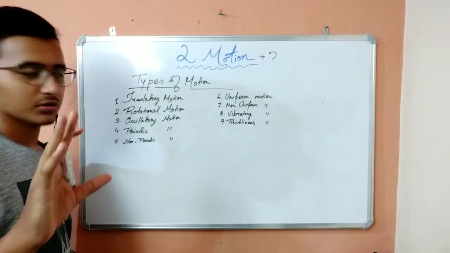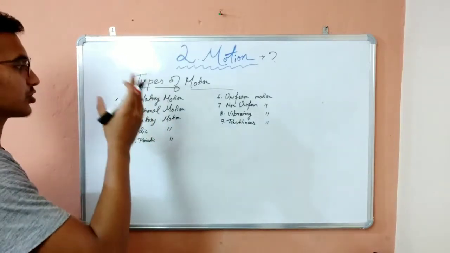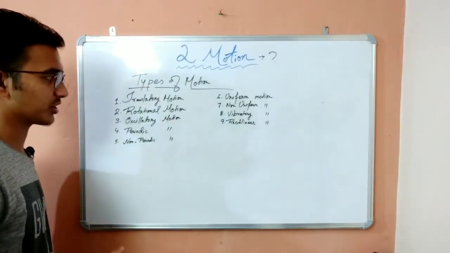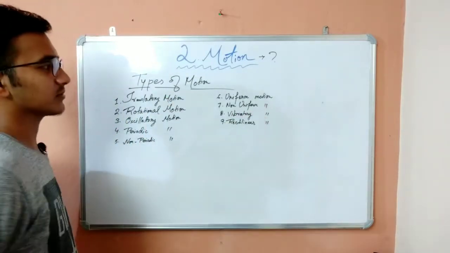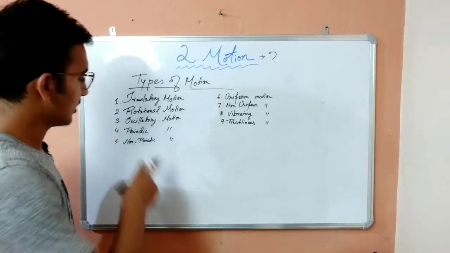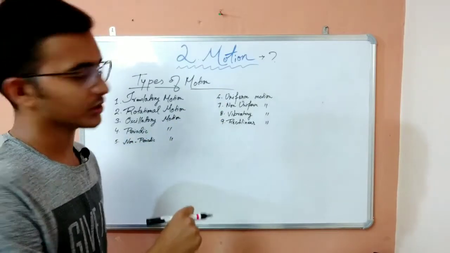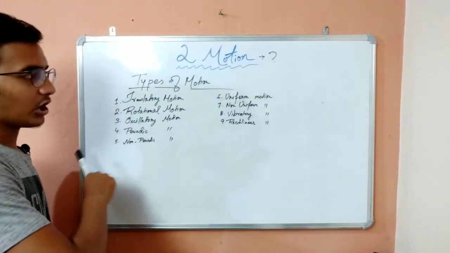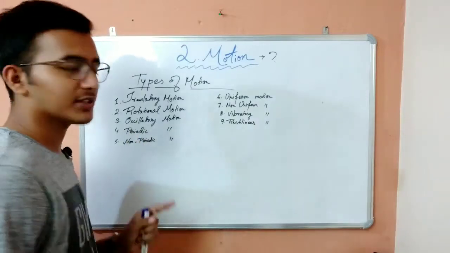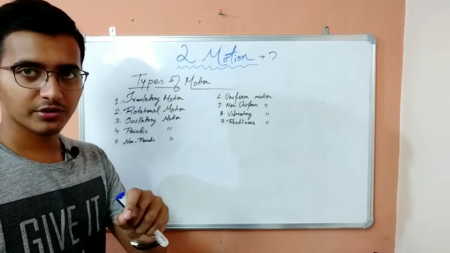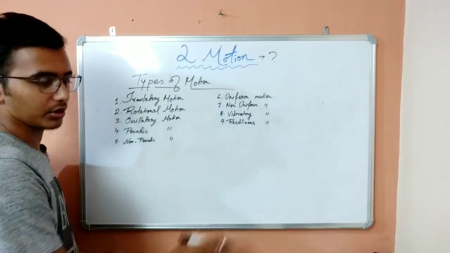The first 3 types of motion, that is translatory motion, rotational motion, and oscillatory motion, are the most important. The rest are not that important, but the periodic, non-periodic, uniform and non-uniform, you still need to read about those. I will not be writing on the board about each of the types, but you need to understand whatever I'm saying. Just pause the video and write down the notes. Do not wait for me to write on the board.